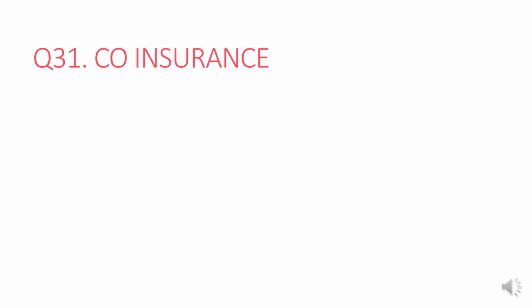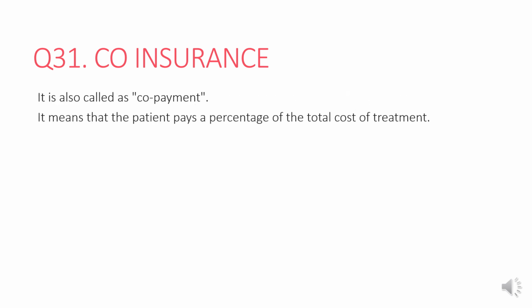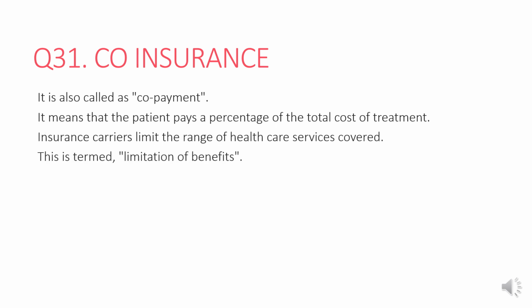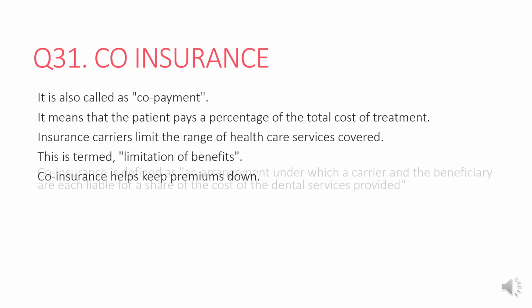Number 31 is co-insurance. It is also called co-payment. It means that the patient pays a percentage of the total cost of treatment. Insurance carriers limit the range of healthcare services covered. This is termed limitation of benefits. Co-insurance helps keep premiums down.